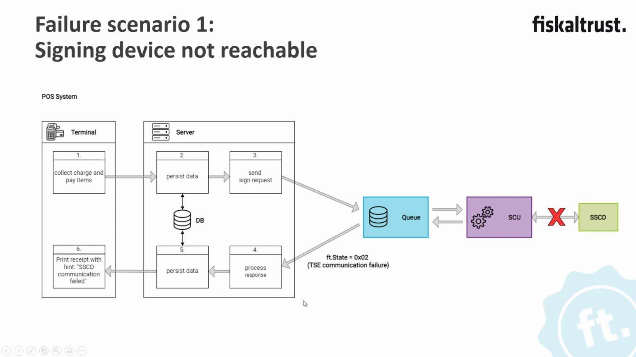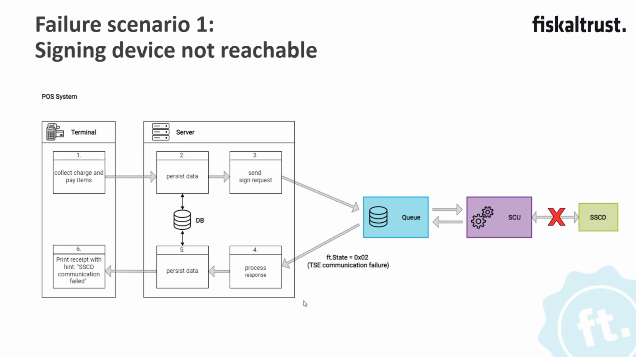Okay, that was the happy path. Now let's have a look at failure scenarios, and good news is that it's also pretty straightforward to cover those. We have seen two common failure scenarios, and we want to briefly speak about both of them. The first is that the signing device or the signing cloud service, whatever, is not reachable.